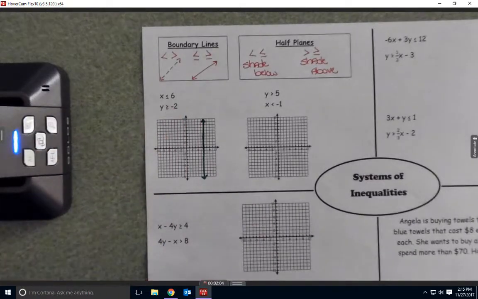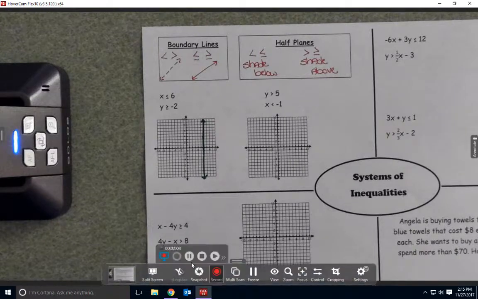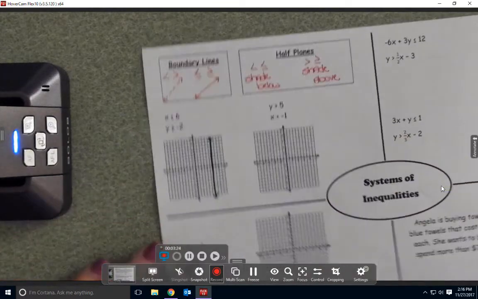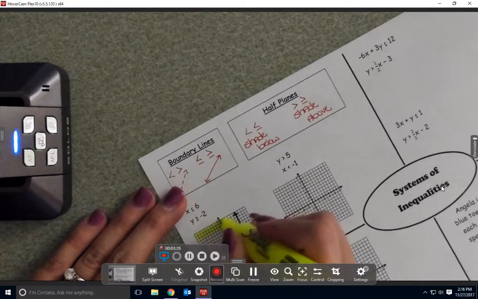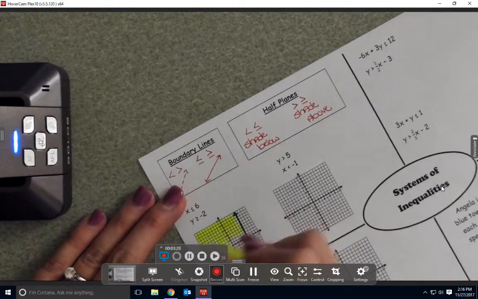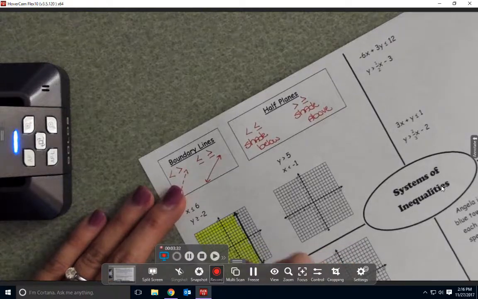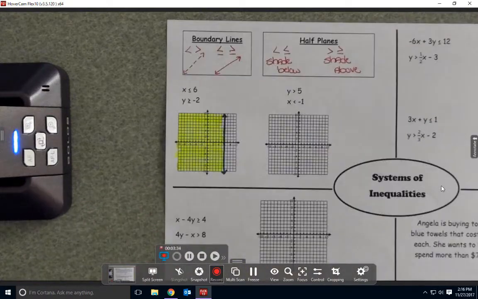Looking at this one, if it is less than or equal to, all the x values that are less than or equal to 6 are actually going in this direction. So I'm going to use a highlighter. We're going to highlight all of the values that are less than or equal to 6. So there's that first equation graphed.